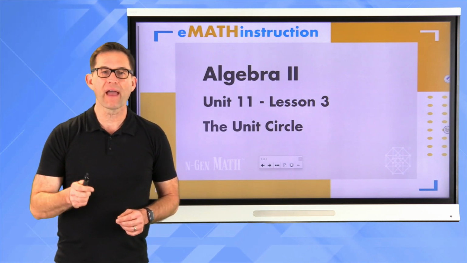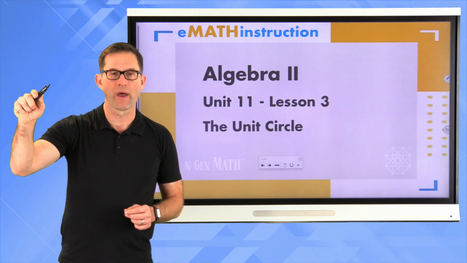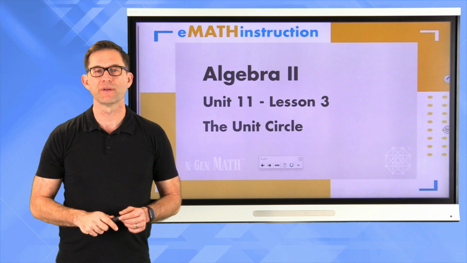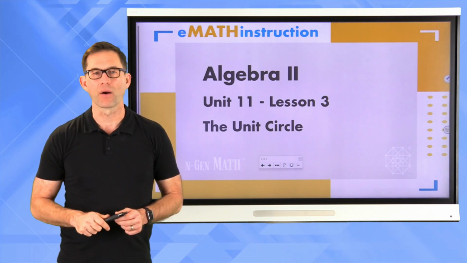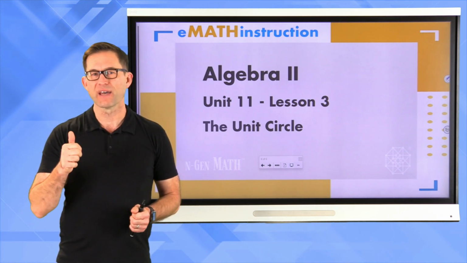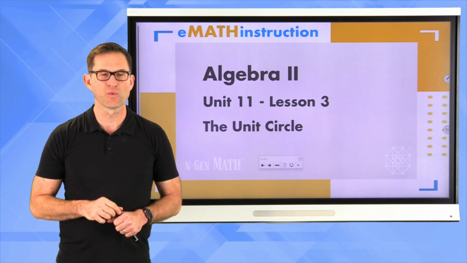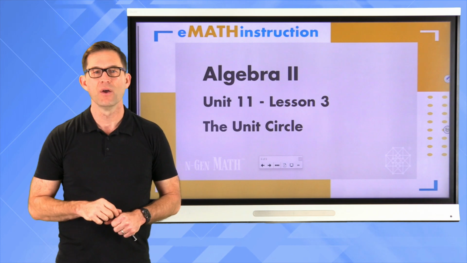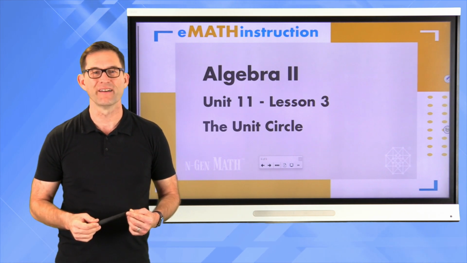But every angle we could draw a terminal ray on, there would be a coordinate point where that terminal ray hits the unit circle, and that coordinate pair, whatever it was, would satisfy x squared plus y squared equals 1, and will become important for us to understand when we start to look at sine and cosine in the next lesson.